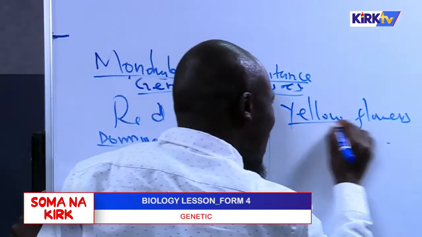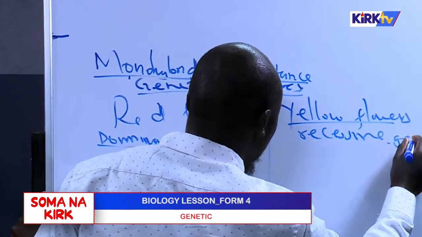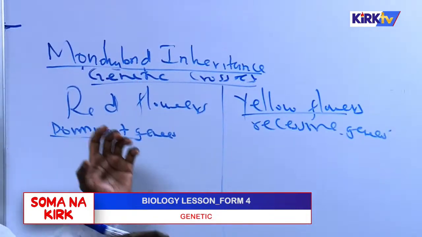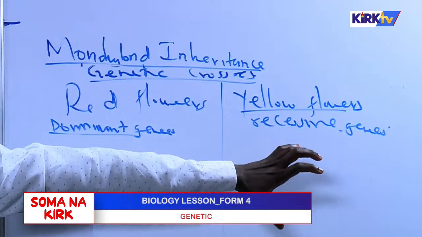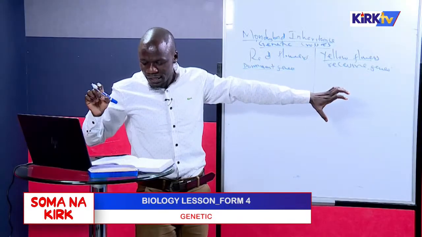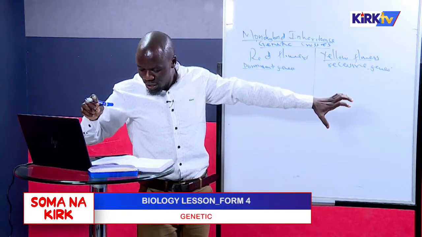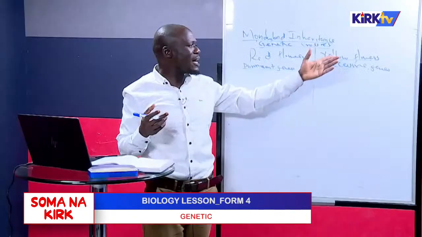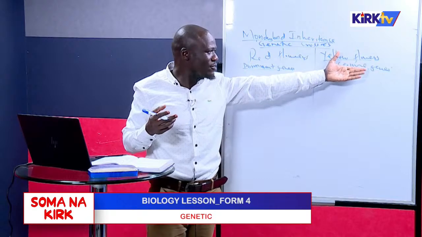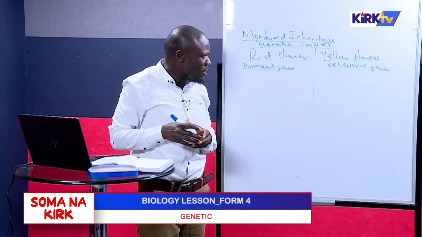While this one is having recessive genes. Why am I saying this one is having recessive genes? Because from the concept that you've been told, from the question that I've just presented, we are being told that the gene for red flowers is dominant over the gene for yellow flowers. Then if this is dominant over that, what does that mean? It means that this one must be having a recessive gene. And for that case, our problem is going to be solved.